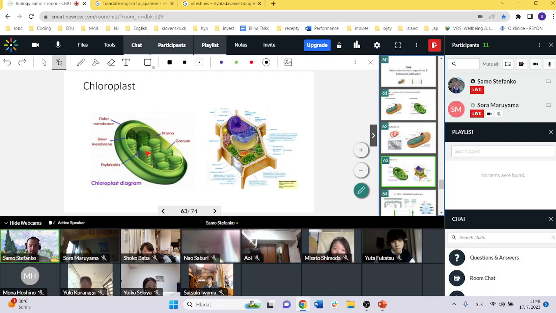And if there are more thylakoids, a stack of them, so there are more coins above each other, they create some kind of stack. We call the structure granum. Okay, granum.